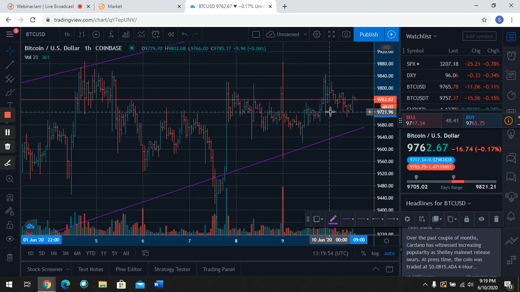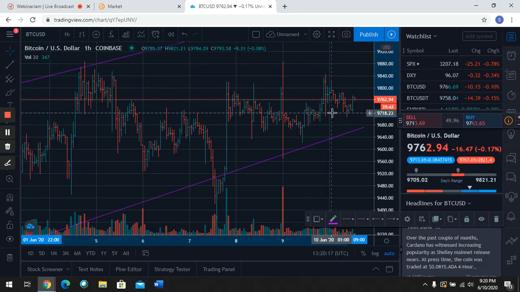Now let's refer to the top part. The opening price is at 9779.70. The highest it went for that hour is basically 9,800. Then the lowest was at 9766.00 and it closed at 9785.37. So let's move on to the next hour.